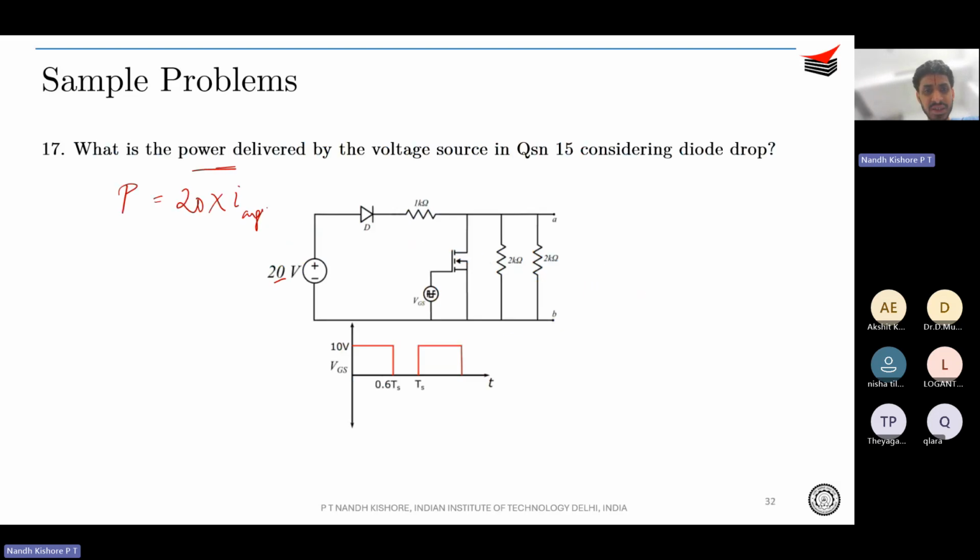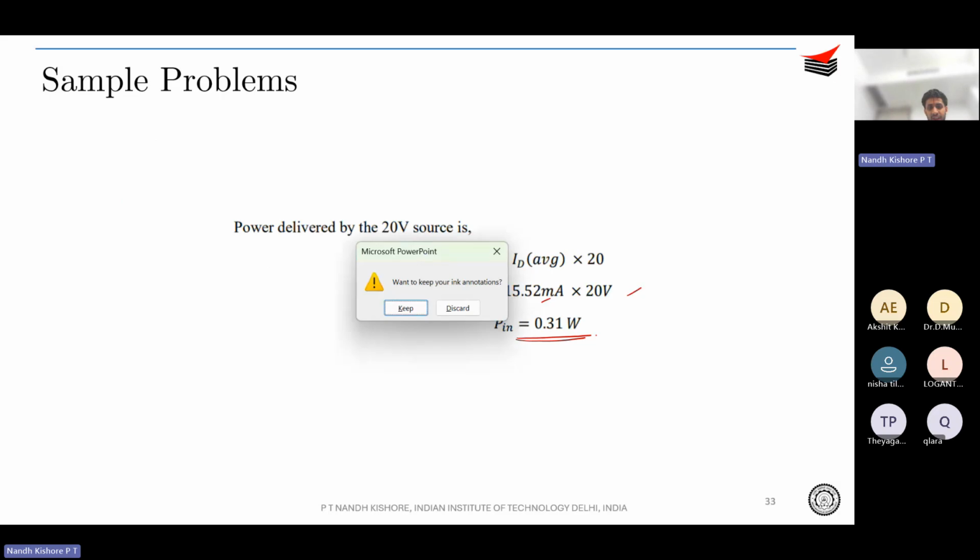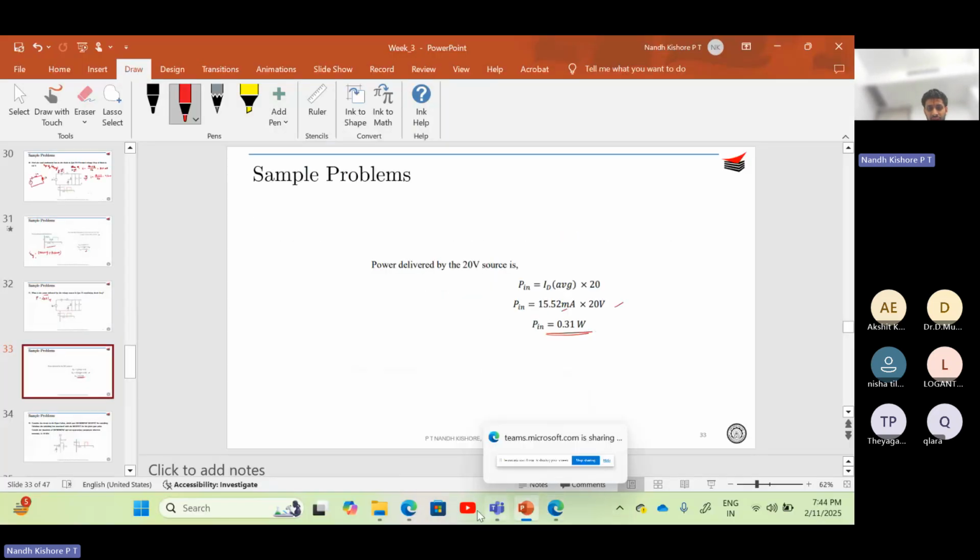Okay, again, this is a simple problem, right? So any doubt so far, I'll just check the chat box or else we can go ahead.